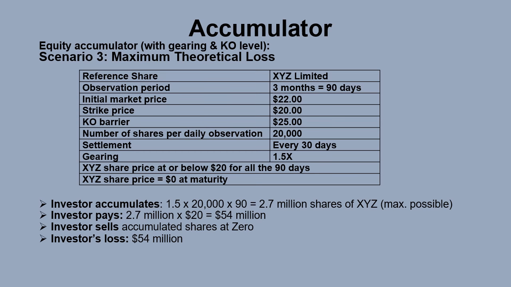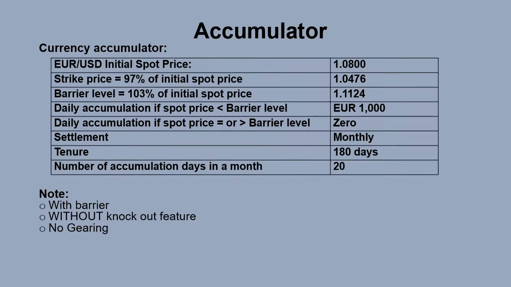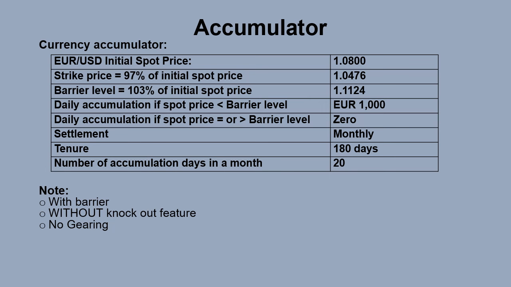We'll now look at a currency accumulator with a barrier to stop accumulation, but without the knockout feature. Note that in a currency accumulator, you have a currency pair. If you buy a Euro-USD currency pair, you buy Euro by selling or paying in USD. Therefore, the profit and loss need to be calculated accordingly.